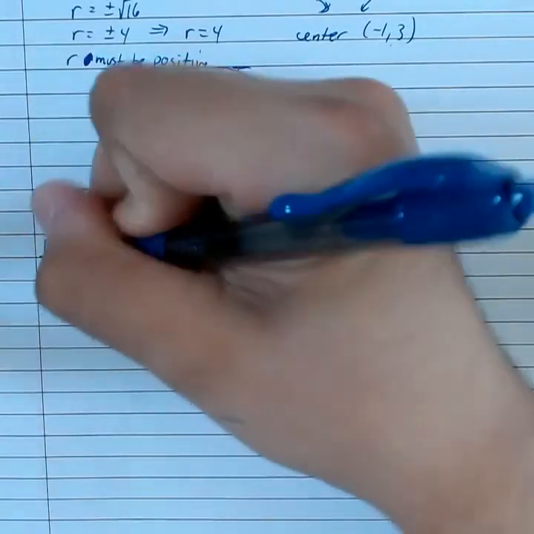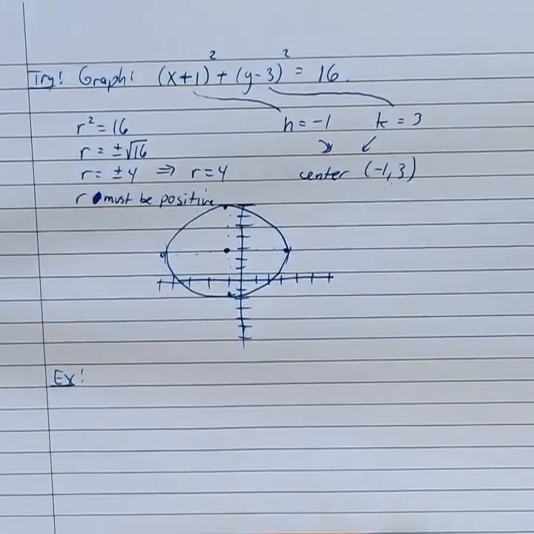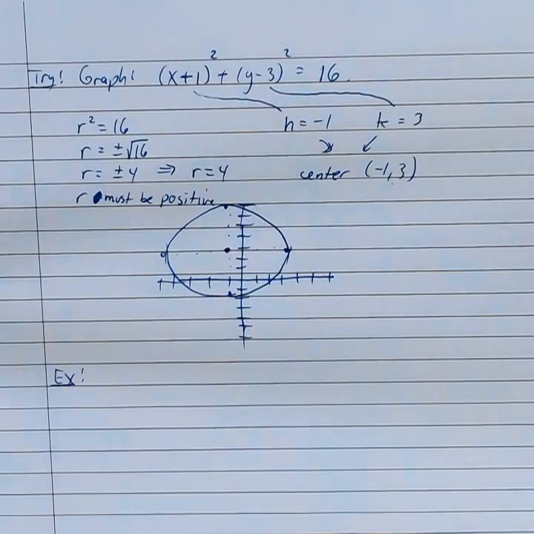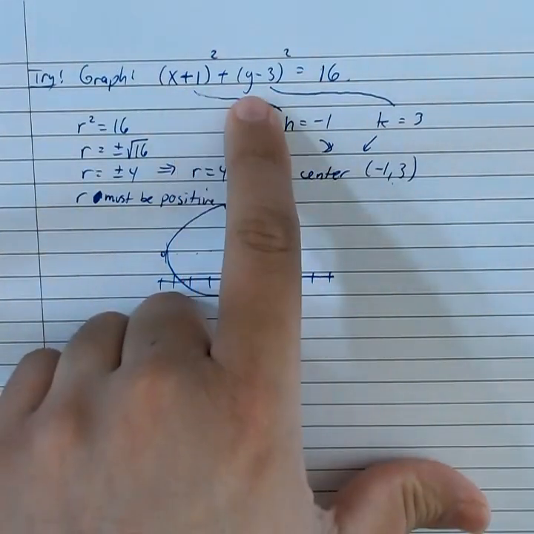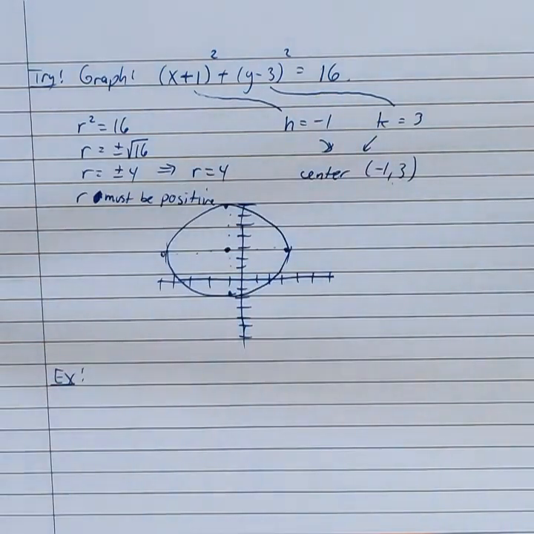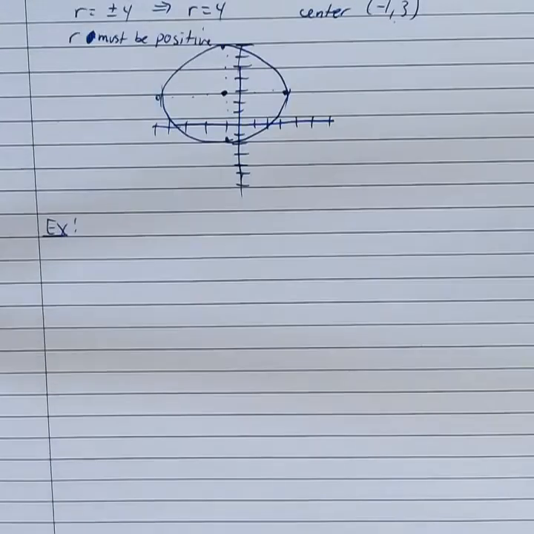As our last kind of example, sometimes the equation doesn't quite look like this. This is called the center radius form of a circle, and we like this one because it's easy to work with. It tells you the center, it tells you the radius, you just have to know where to look. However, some equations don't quite look like this. So let's consider the following example. We're going to go ahead and graph the equation.